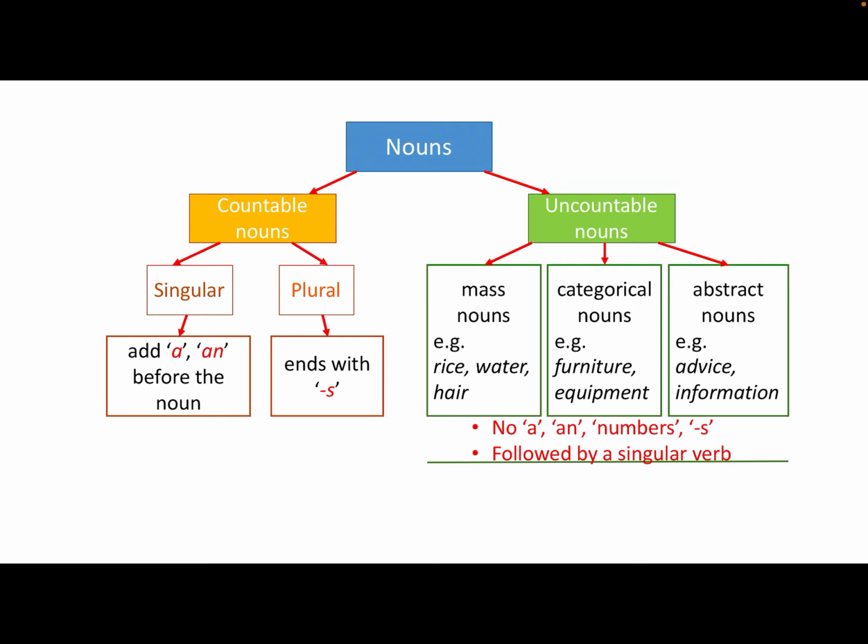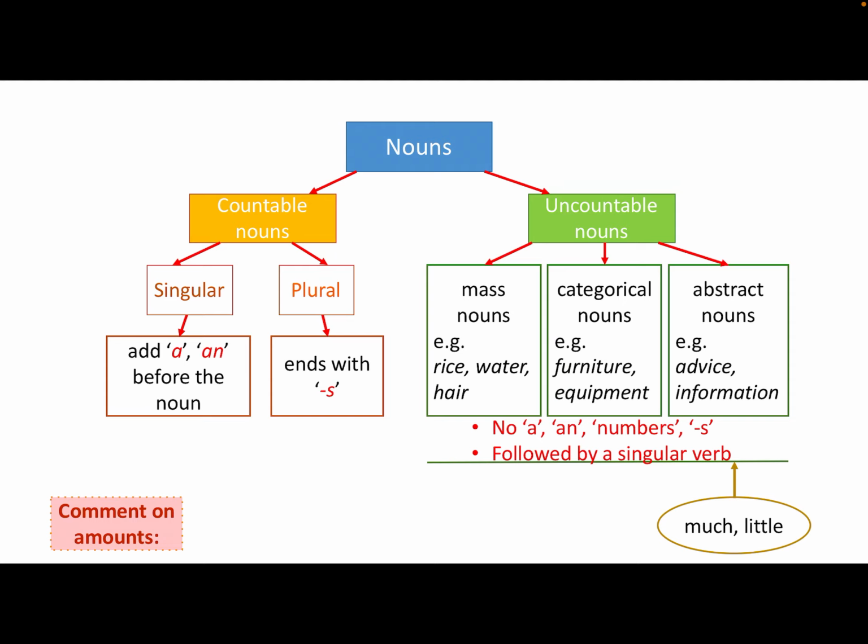When it is an uncountable noun, it does not follow a, an, or any numbers, and it must not end with s. Also, it is followed by a singular verb. For example, the equipment has arrived.